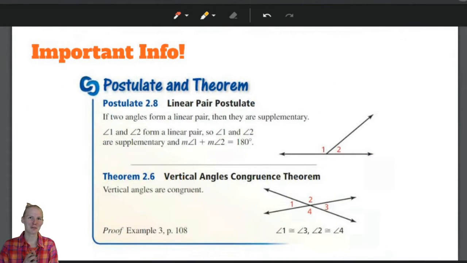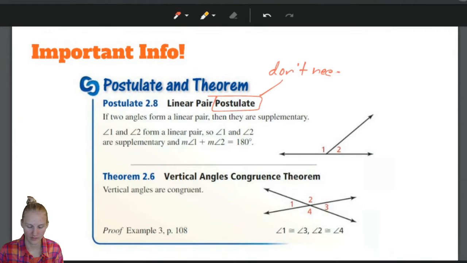Let's look at some more postulates and theorems, because we're going to use them in proofs, and we're going to prove one of them. So, the linear pair postulate. Remember, postulates don't need proof. We accept them. We say, yeah, that makes sense, I know that's a thing. Theorems need proof.